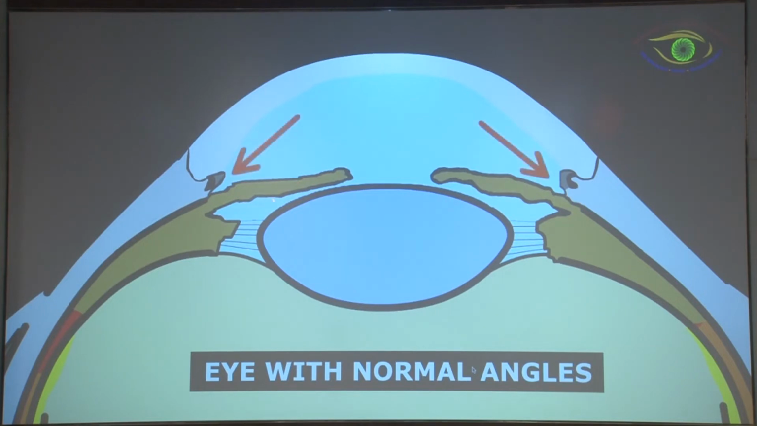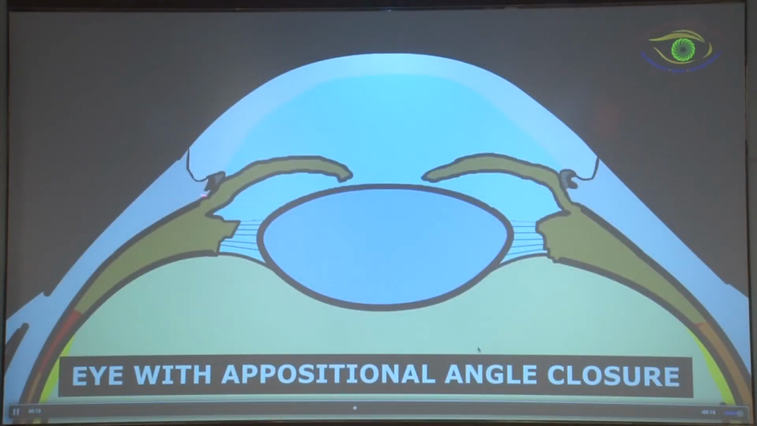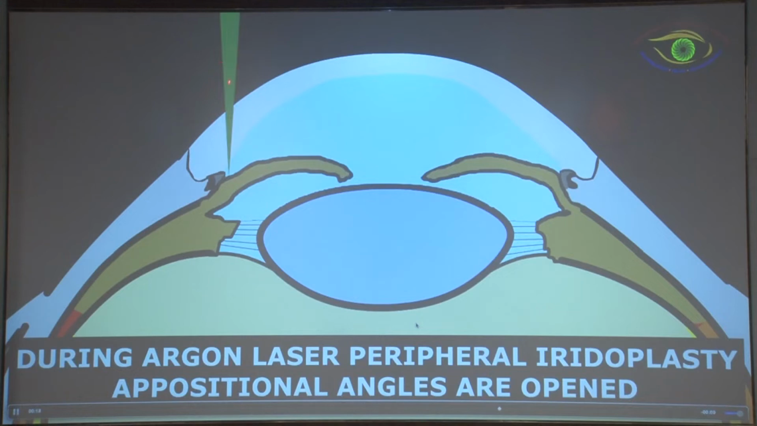So this is an eye with a normal angle. We show the normal angle first, and then we show how the oppositional angles are. Now we can see that this is an oppositional angle. The angles are opposed. Now we are treating this patient with argon laser peripheral iridoplasty. The laser spot comes, and now you can see it opens up. It does a plasty here with the thermal energy. So it opens up. We can show these kinds of simple animations, how the laser is hitting, and then you can see it opening up.